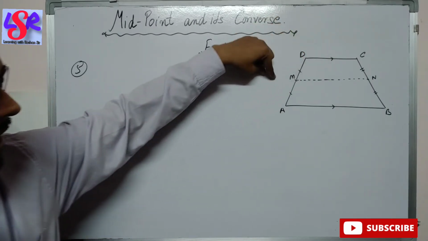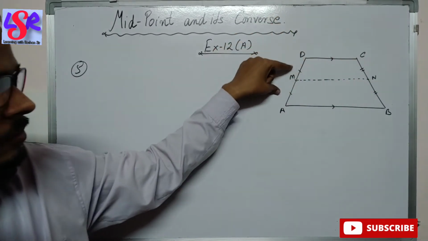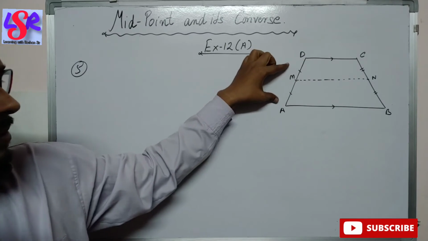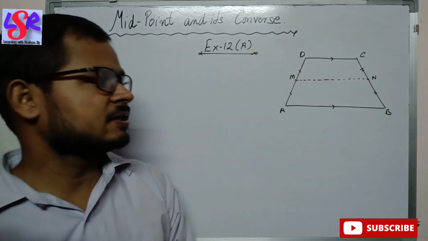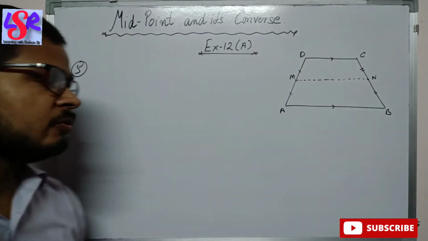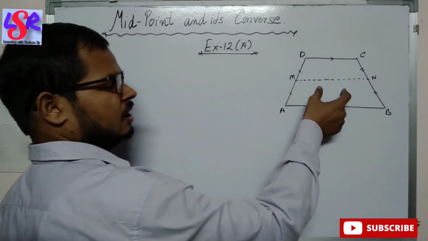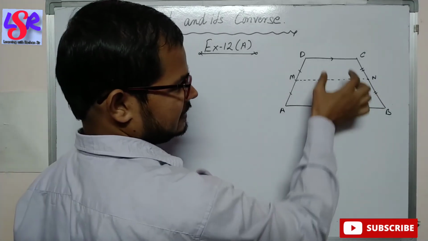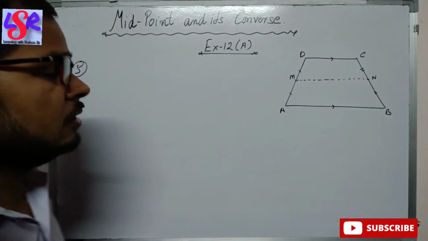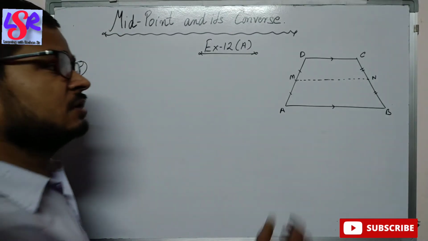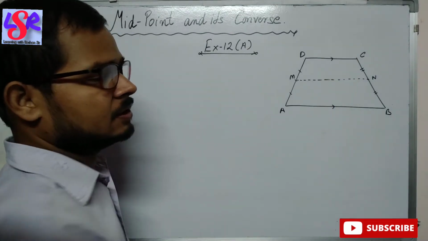CD, and M and N are the midpoints of the non-parallel sides. That is, M is the midpoint of AD and N is the midpoint of BC. Now we have to find the value of MN if the values of AB and CD have been given in the question. First of all, we have to find the relation between MN and CD and AB.